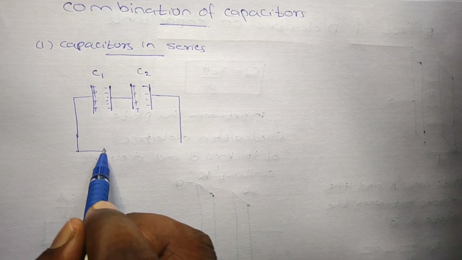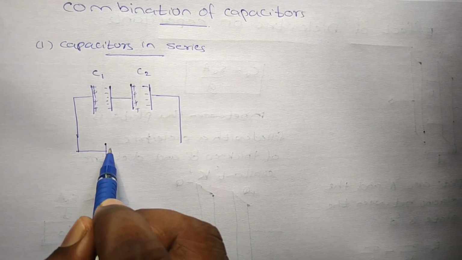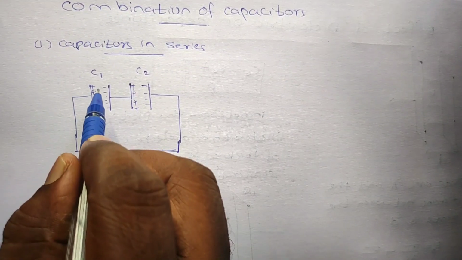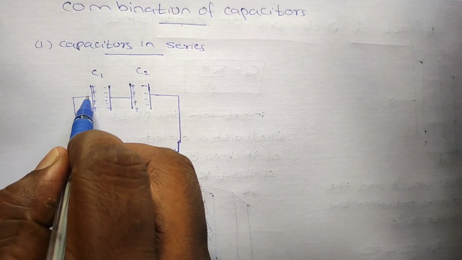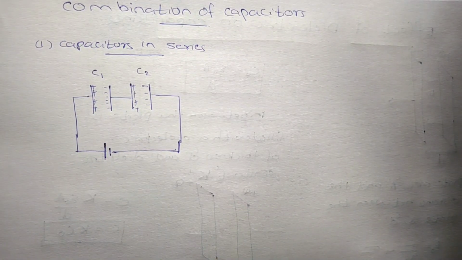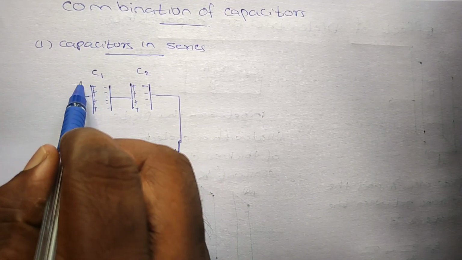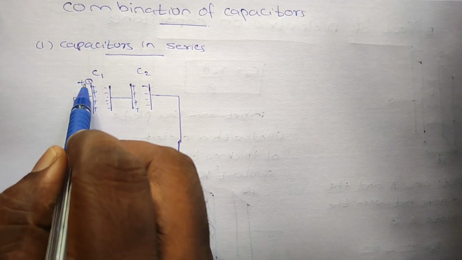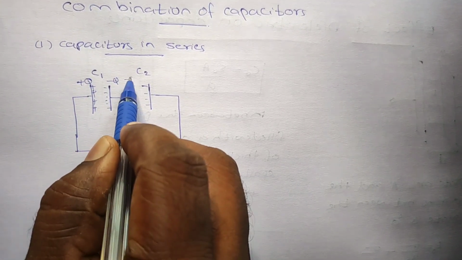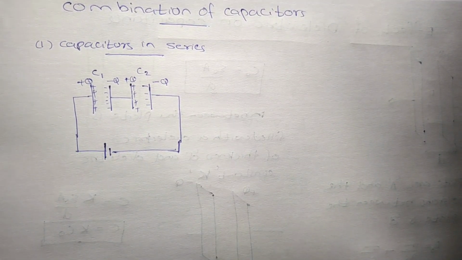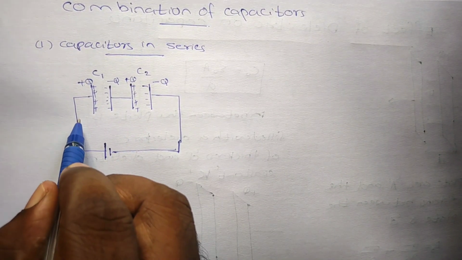What will happen? Charges will build up. What is the charge stored? These capacitors are connected in series combination. So in the series combination, the charge stored in each capacitor is the same. That is here plus Q, here minus Q, here also plus Q, here also minus Q. Clear? And what about the potential difference?